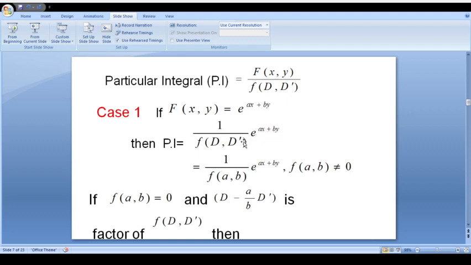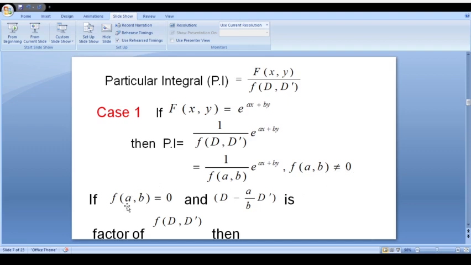To find the particular integral, replace D by a and D' by b. Here the x coefficient is a and the y coefficient is b. So replace D by the x coefficient, that is a, and D' by the y coefficient, that is b, which gives 1 by f(a, b) e raised to ax plus by. And here one more condition is that f(a, b) should not be equal to 0.